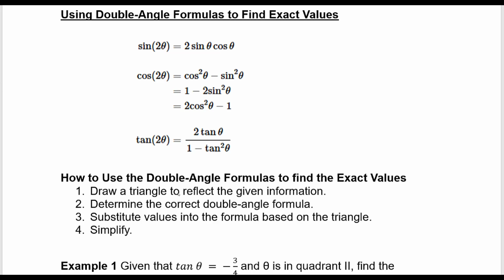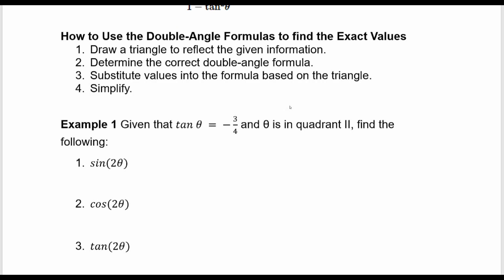Now, I've put this on a sheet, so just start building your sheet up and add it to the other formulas you've already been keeping track of. Okay, so how to use the double angle formulas to find exact values: draw a triangle to reflect the given information, determine the correct double angle formula, and substitute values into the formula based on the triangle and simplify.